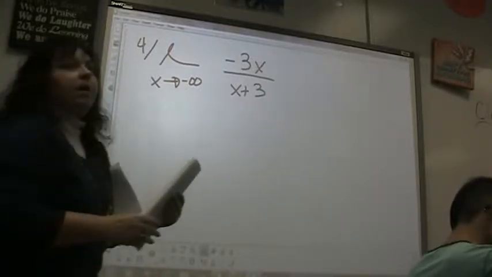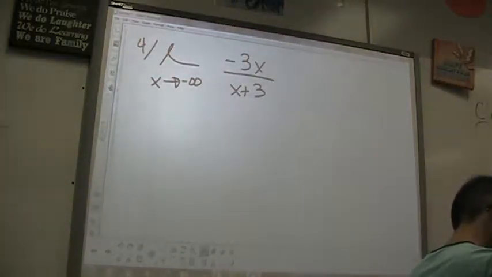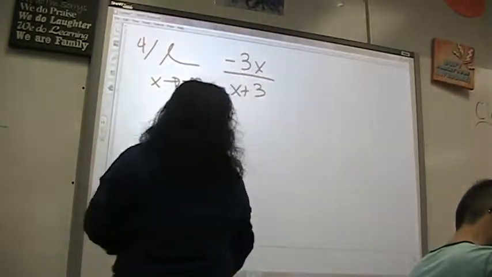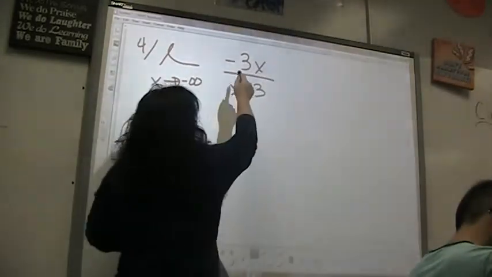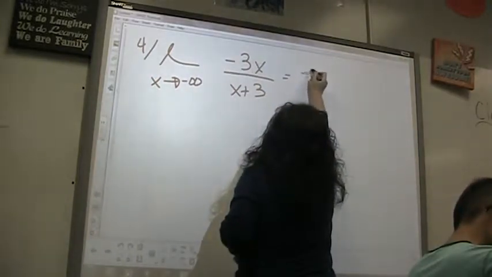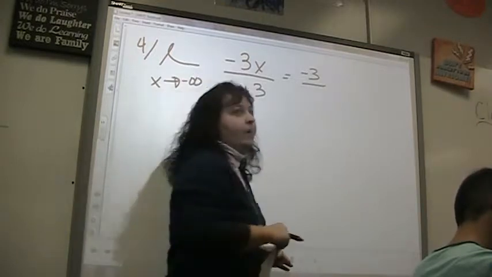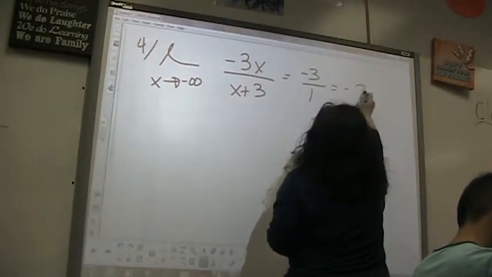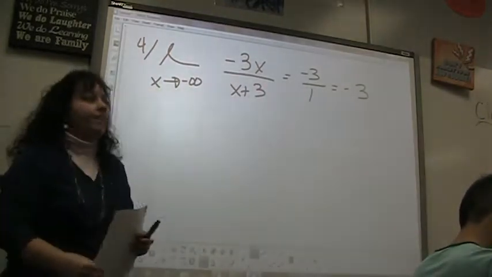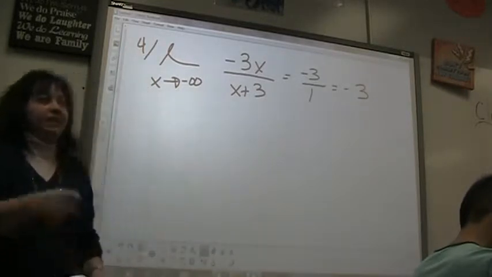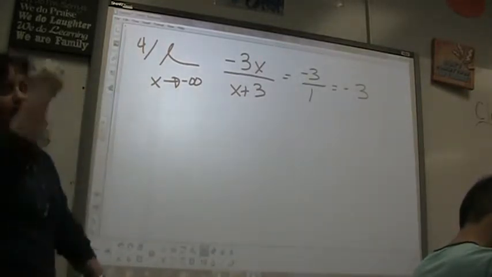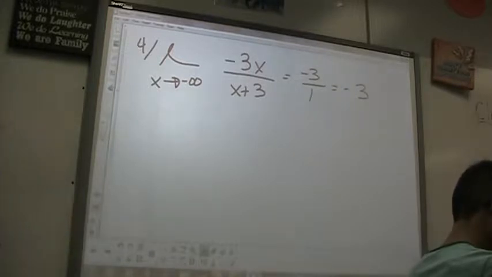For infinity, if the degree is bigger on top, it doesn't exist or goes to infinity. If they're the same, divide by the leading coefficient. And if the degree is bigger on the bottom, 0. Same, right? So what's the leading coefficient on top? What's the leading coefficient on bottom? 1. Some of y'all put 3. I think you just go, oh, it has to be the bigger number, and it became negative 3 over 3.